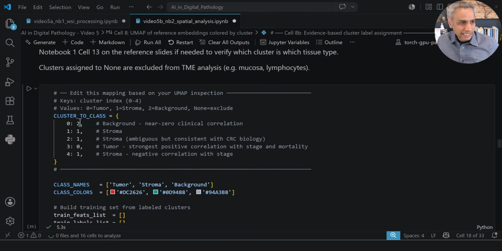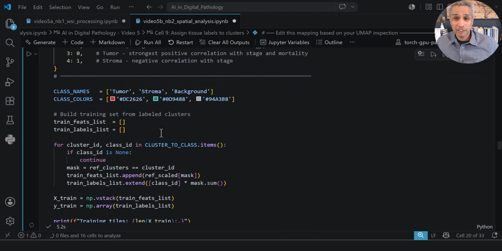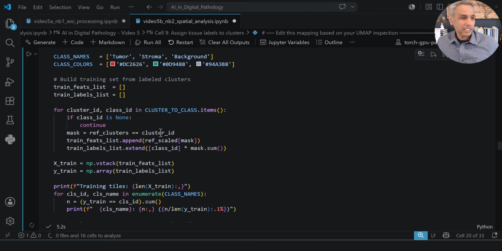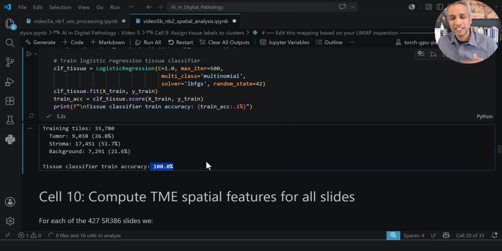And now with these labels, I'm going to train a logistic regression model on all the 33,000 tiles that we actually have. And let's look at the results. Yeah, 33,780. Tumor is about 9,000, stroma 17,000, background 7,000, and the tissue classifier accuracy is 100%.